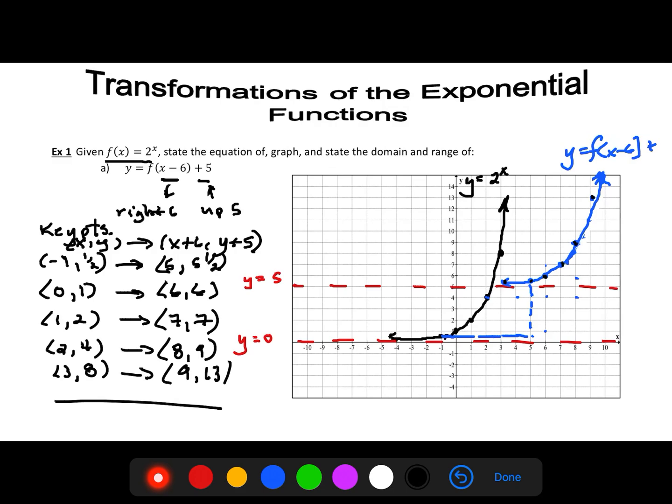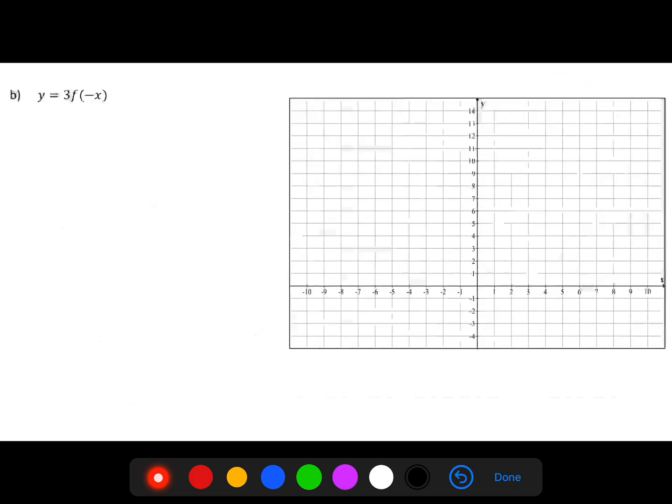Okay, so either way, using our base graph and actually shifting our points appropriately, or plotting our key points, coming up with our key points, and changing them accordingly from what we have up here. Next one, we have y equals 3f at -x.